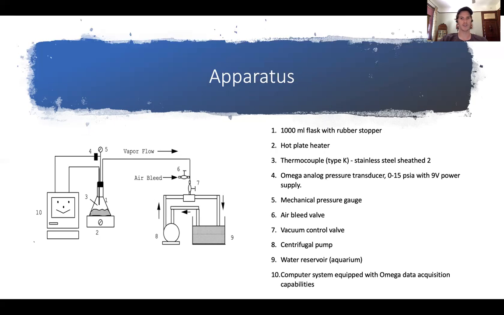Our apparatus is as follows. I have a 1,000 milliliter flask with a rubber stopper, a hot plate, a type K thermocouple, a pressure transducer, a mechanical pressure gauge, an air bleed valve, a vacuum control valve, a centrifugal pump, our water reservoir, and our computer with our data acquisition system.